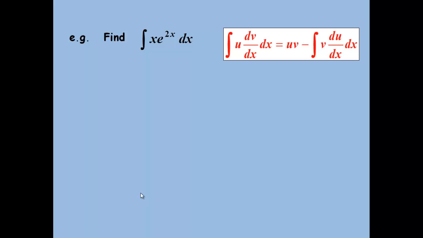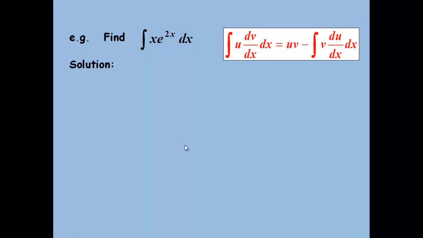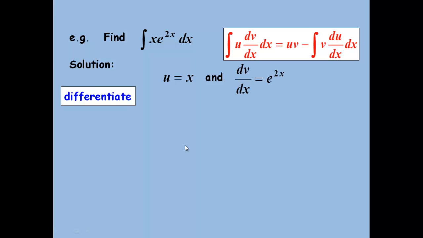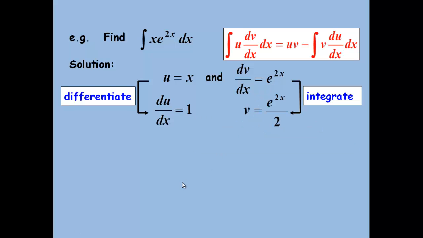Okay, another example. This time we'll make the u x and the dv dx e to the 2x. We need to be a little bit careful with this one. Remember, e to the x integrates to e to the x, but e to the 2x integrates to e to the 2x over 2.